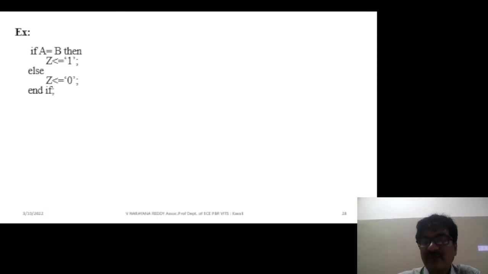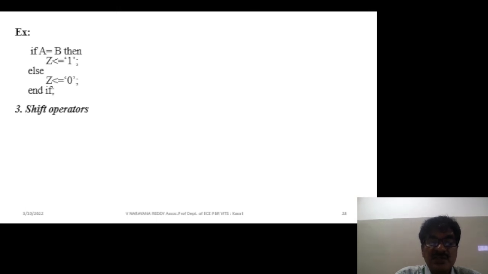Then go to another one, the shift operators. Usually in binary operations we shift the bits from left to right or right to left, or sometimes we rotate the given binary number, circulating the digits in the binary number, like that.